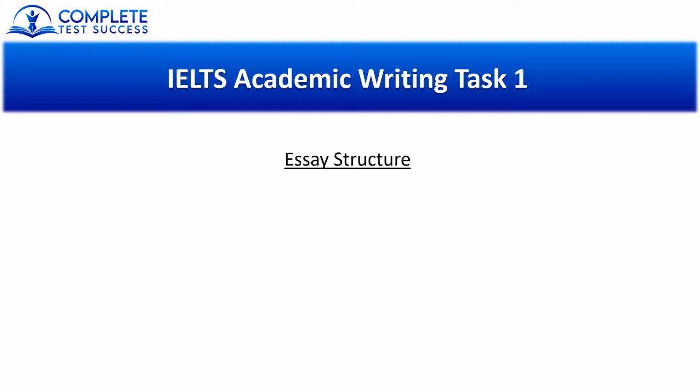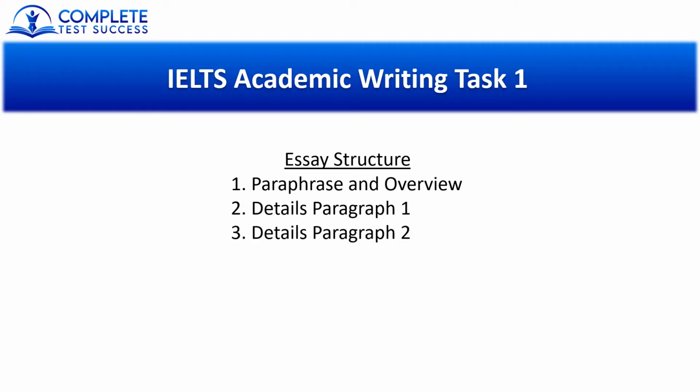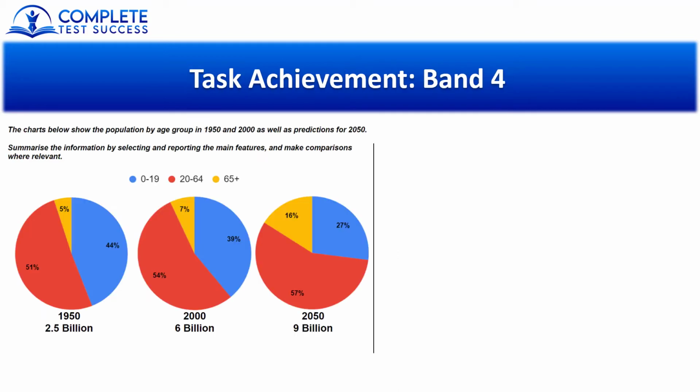First, let me quickly show you what the essay structure for a Task 1 answer should be. In the first paragraph, you'll paraphrase the question and write your overview. Then in the second and third paragraphs, you describe your key features in detail. For me to show you bands 4 to 9 for task achievement, we will only need to look at the overview and some sentences from a details paragraph. So here we will look at a candidate's attempt at writing an overview.